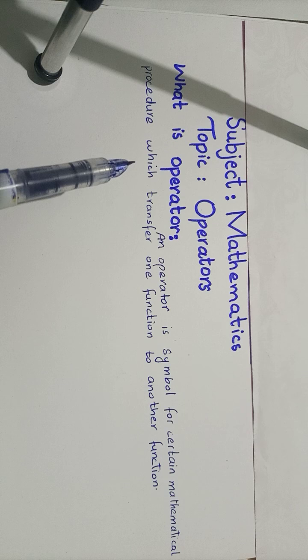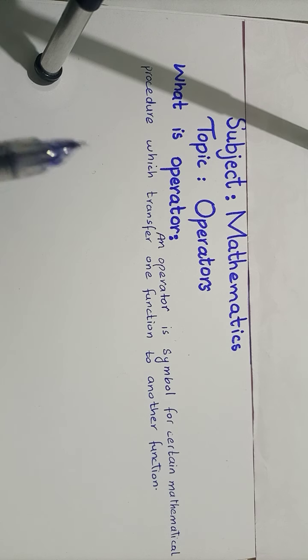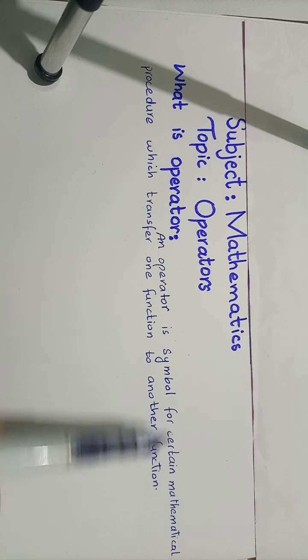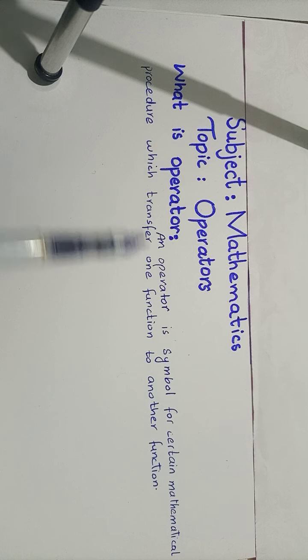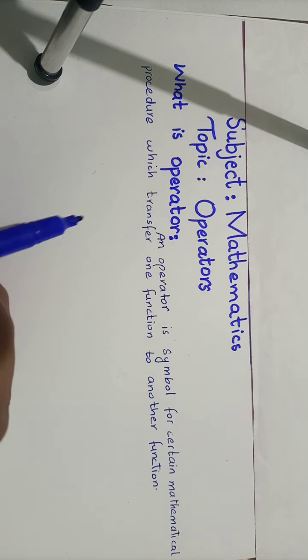First of all, we are going to discuss the definition of operator. What is an operator? An operator is a symbol for a certain mathematical procedure which transfers one function to another function. For example, when we apply our operator on a function, it transfers the function into another function.